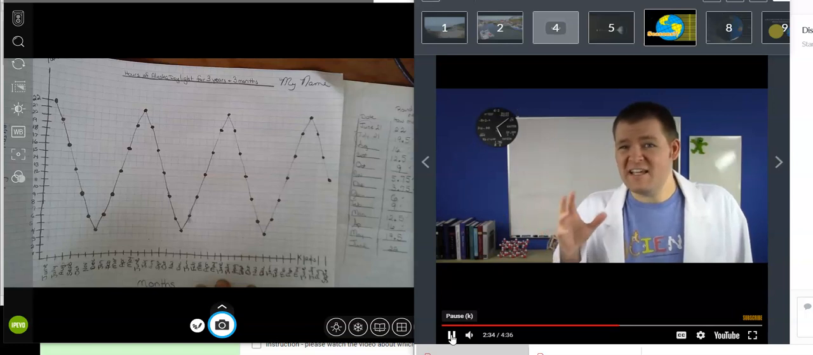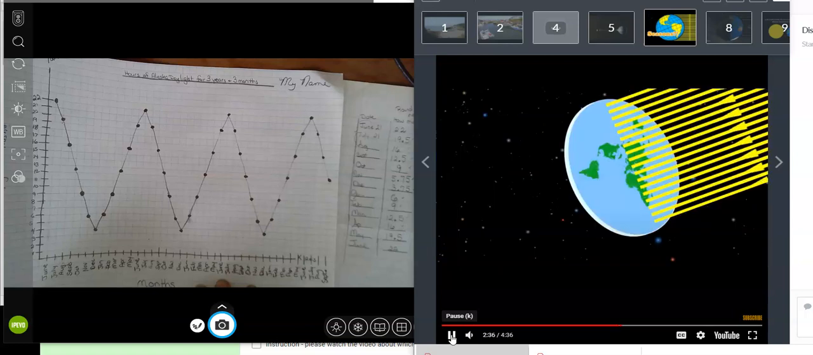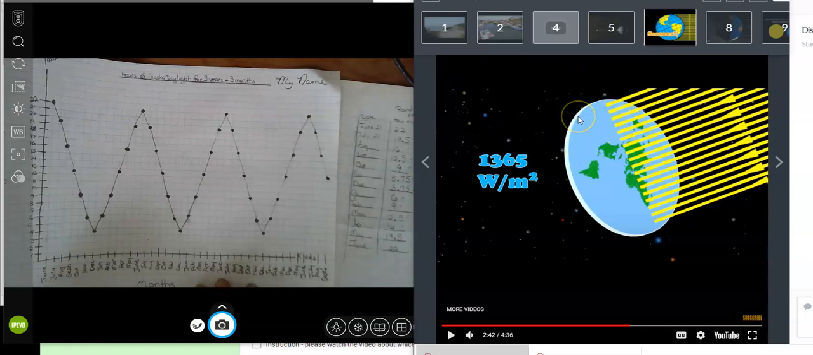Ignoring complicated things like clouds and other weather patterns, if the Earth were flat and facing the sun, there would be 1,365 watts per square meter hitting the surface of the Earth. Where would Alaska be? Alaska would be up here. Since the tilt goes in this direction, this would be showing you winter in Alaska.